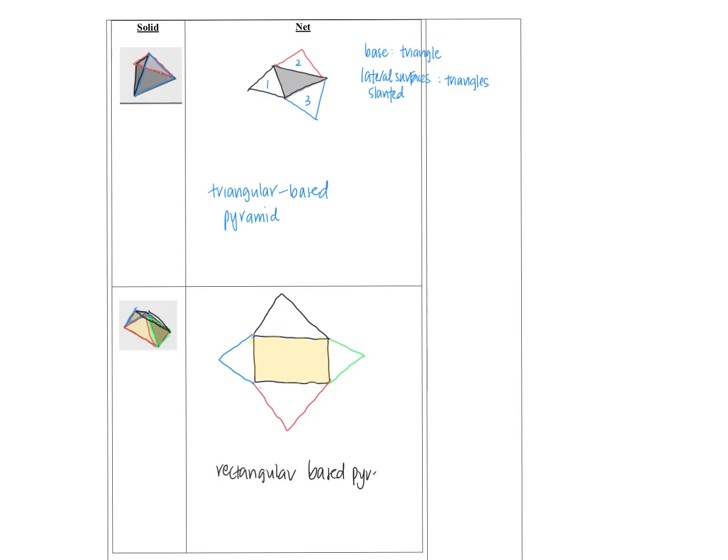Why is it important to draw the nets? It is to help you visualize the total surface area. So the base in this case is a rectangle. All the lateral or slanted surfaces are all triangles.